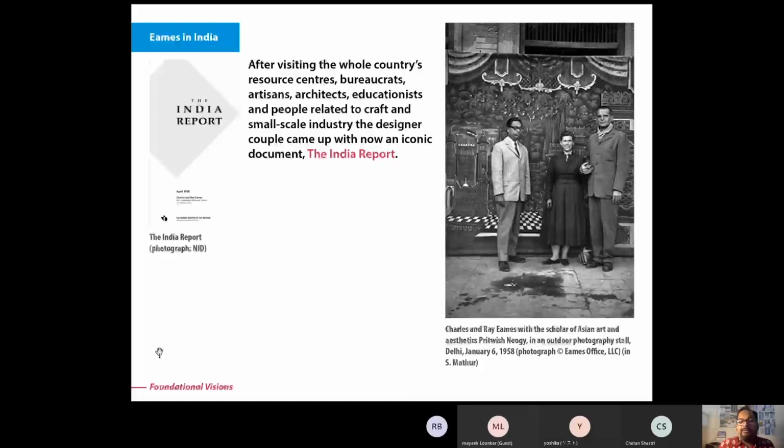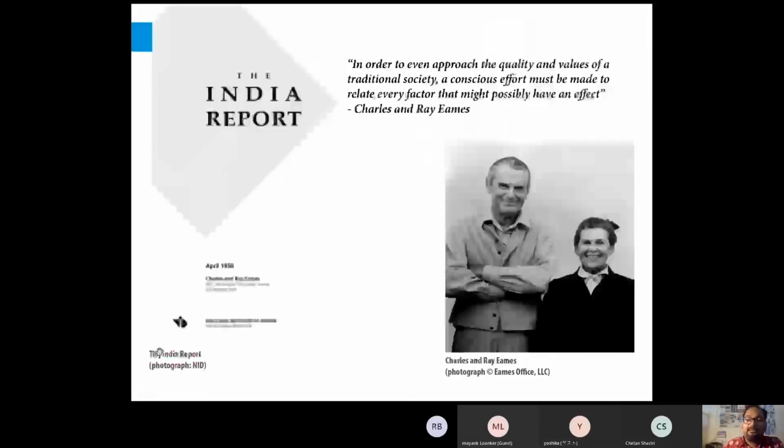So now when we talk about what has been the vision for the several design schools in India, the India Report, like I said, is one of the milestones. After visiting the whole country, resource centers, bureaucrats and so many other people, Charles and Ray Eames came up with one formal suggestion known as the India Report in 1958.